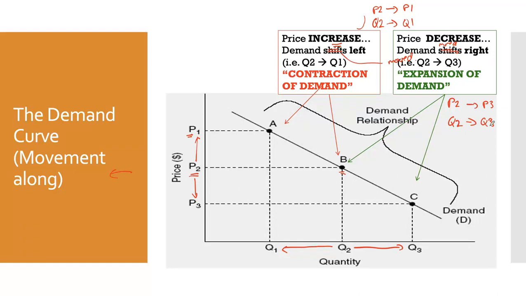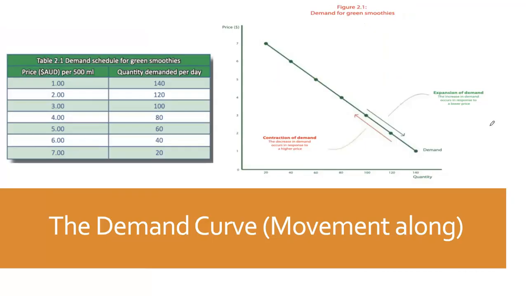These are my movements along. The thing that has changed has been the price. I don't have a new demand curve. I've just moved along, either being a contraction or an expansion, acknowledging the law of demand, which is an inverse law. Price increase, demand goes down. Price decrease, demand goes up. And you can see in this example, the green smoothie one, as we move up and down the demand curve, so move along it, it is going to result in changes in my quantity demanded because of price change.